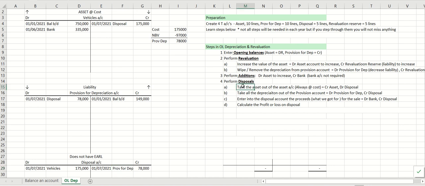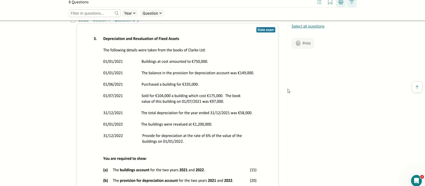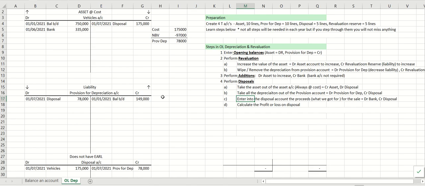So we've taken the asset out of the asset at cost. We've taken all of the depreciation out of the provision account and put it to the disposal account. Part C here is you put the proceeds, what we got for the asset when we sold it, into the disposal account. So we sold it for 104,000. So we got 104,000 for it.